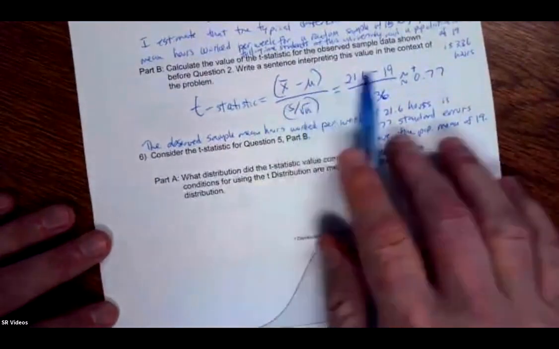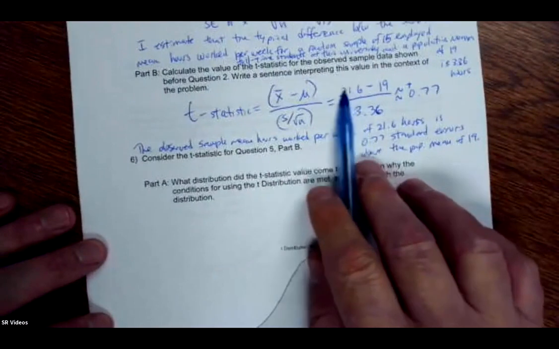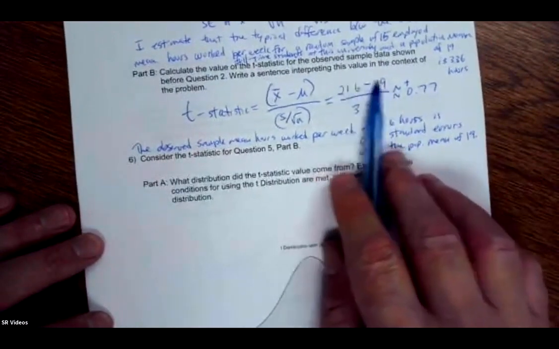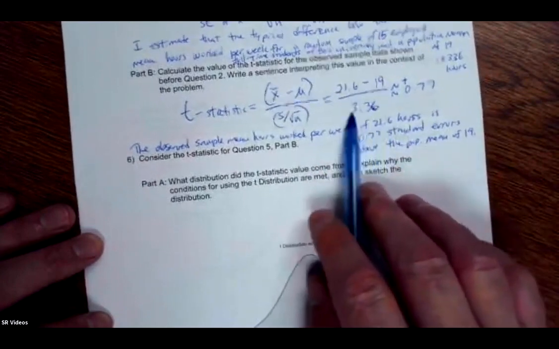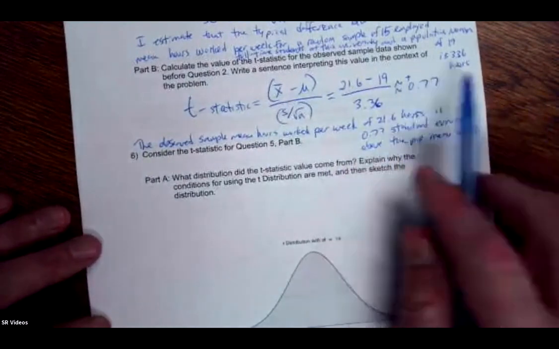So again, this is just a relative standing. 21.6 hours, what we got from our sample, is 2.6 hours above the population mean, but in the context of what a standard error is, it's 0.77 typical errors above the mean.